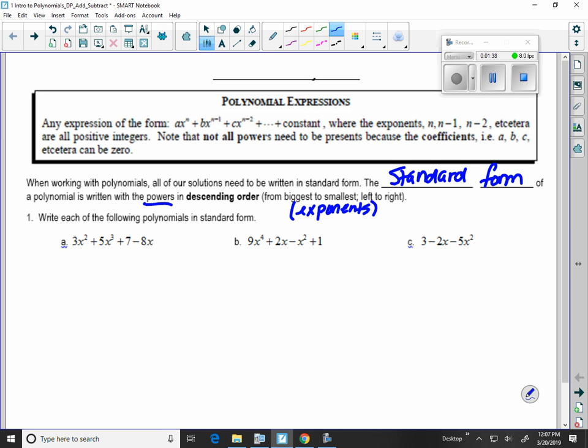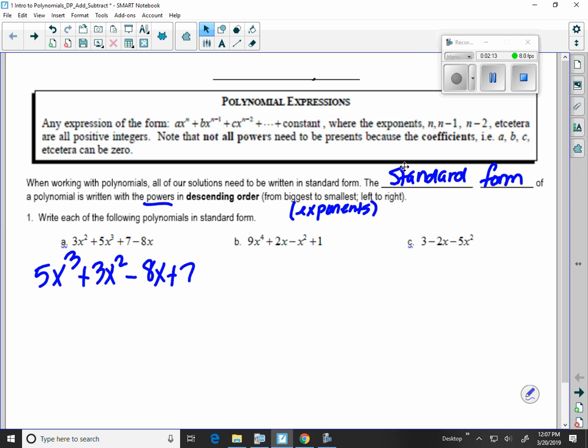So in part A, what's our highest exponent? 5x to the third. Yes, the x to the third. So the 5x to the third comes first. What term comes next? Positive 3x squared, then minus 8x, and then the plus 7. Okay, so you look for the highest exponent, but you bring the whole term.